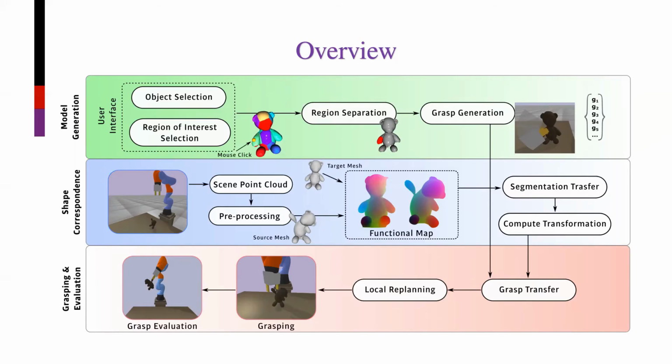It does some pre-processing to get a mesh of the object, and we then use the functional map framework to transfer the selected segmentation from the source object to the target, and we compute the transformation between those two regions. With this rigid transformation, we can transfer the grasp to that specific segmented part. And we do some local replanning to ensure that the grasp will be stable.